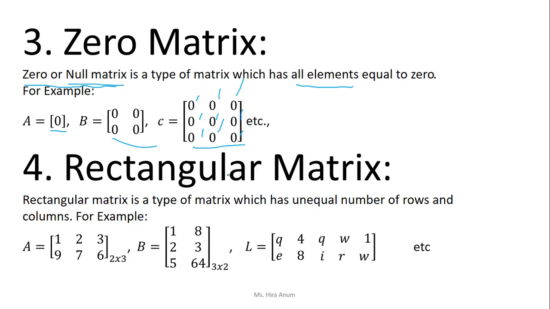Rectangular matrix. In this, your rows and columns will not be equal. Then it is called rectangular. In this you can see 2 cross 3, 3 cross 2, and 1, 2, 3, 4, 5, so it becomes 2 cross 5 or many. Here the number of rows does not equal the number of columns. This is called a rectangular matrix.